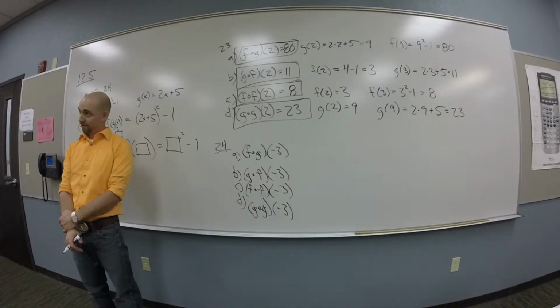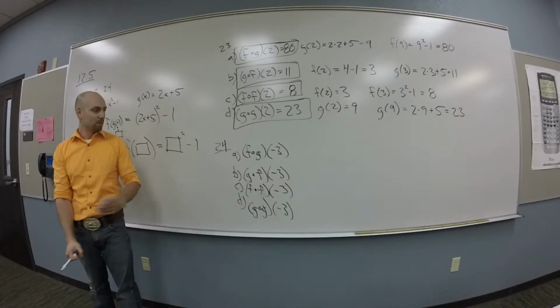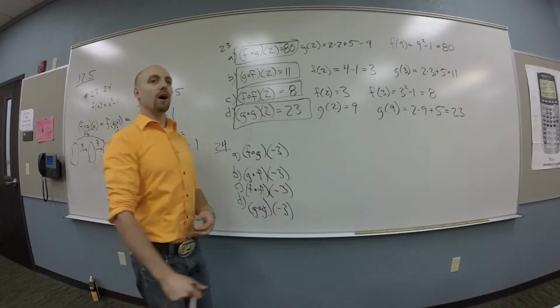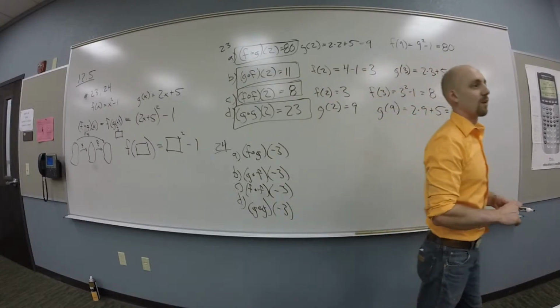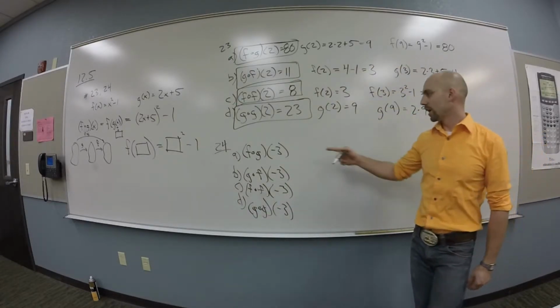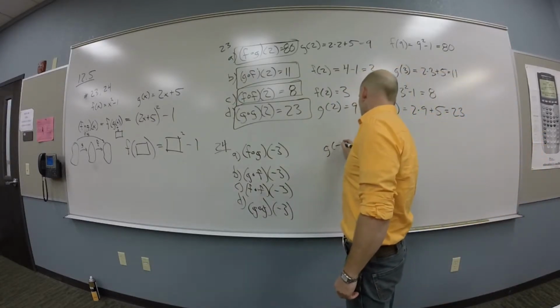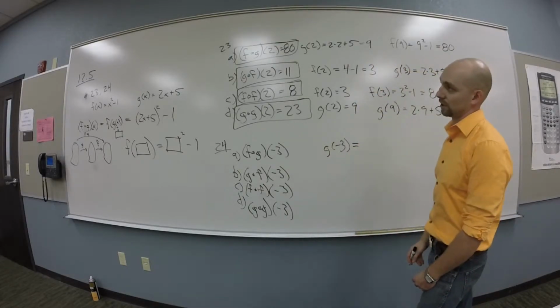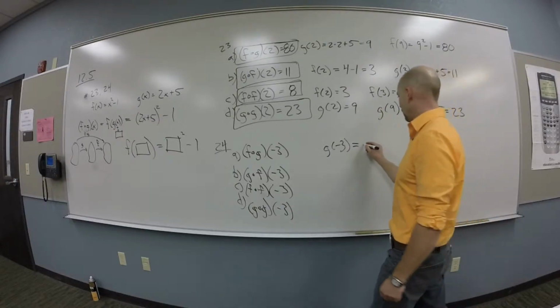Whoa, where did you get the -3 from? That's from the problem. Oh. The problem is to calculate all these. So how do I start? Start with the negative 3 into the g. Okay, so I should find g of negative 3, which is negative 1, looks like.